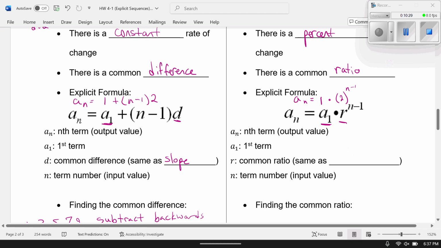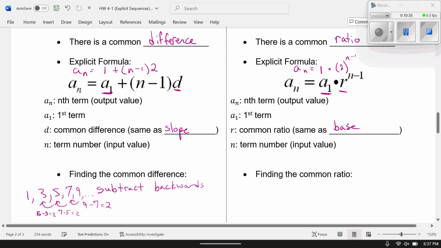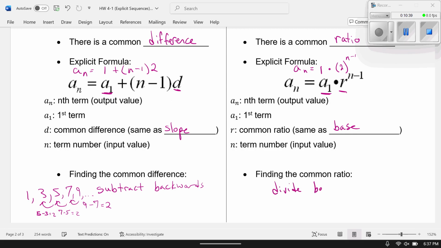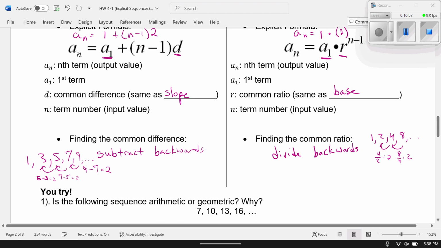Now, just know that your common ratio is the same thing as a base. And when finding the common ratio, you divide backwards. So, in other words, if we had 1, 2, 4, and 8, and so on, divide backwards. 8 divided by 4 is 2. 4 divided by 2 is 2. You want to do it at least twice to make sure you're right.